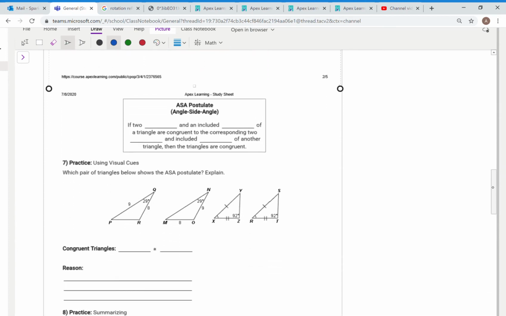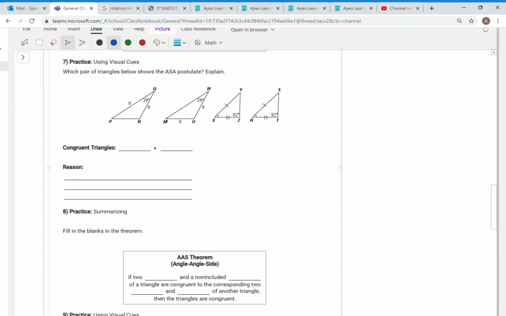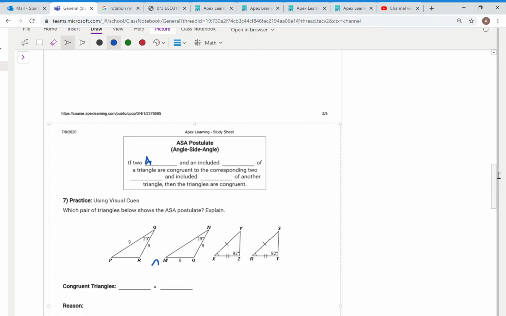Same idea. Next one, this is angle, side, angle, or ASA. So this time it's 2 angles. So if 2 angles and the included side of a triangle are congruent to the 2 corresponding angles and the included side. So we'll do this one more time.